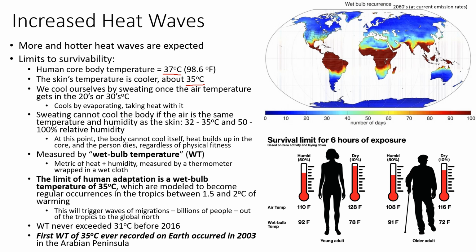But sweating can't cool the body if the air is the exact same temperature as the skin, between 32 and 35 degrees Celsius, and anywhere from 50 to 100% humidity. We'll sweat all day, but that sweat won't evaporate if the atmosphere is already saturated with water. If it already contains 100% humidity or even 50% humidity, that sweat is not going to evaporate off of the person. So it's just going to build up, and it's not going to do its job, and it's not going to cool the person. So at that point, the body can't cool itself. If it's the same temperature and 50 to 100% humidity, then the heat is going to build up in the core, and the person is going to go into heat stroke and die regardless of physical fitness.